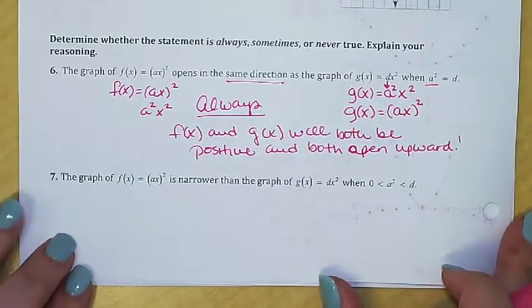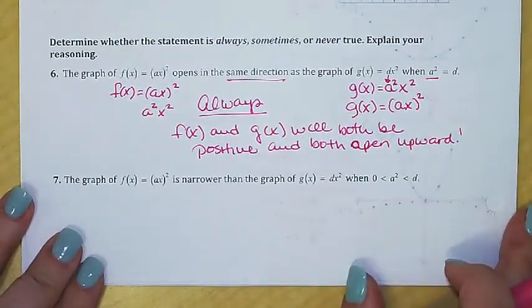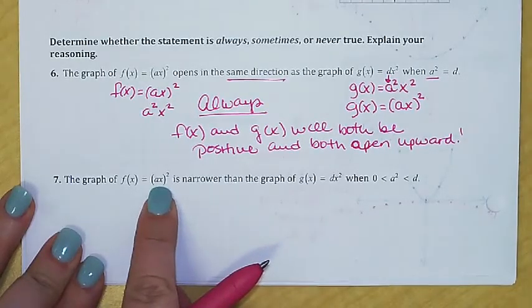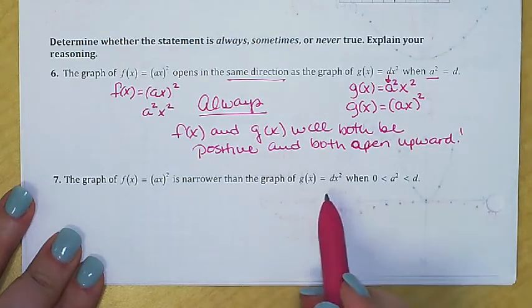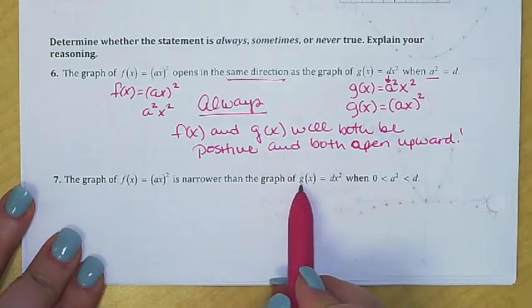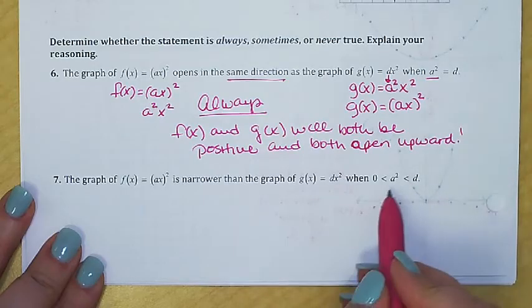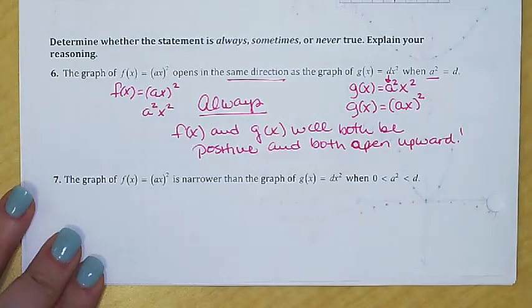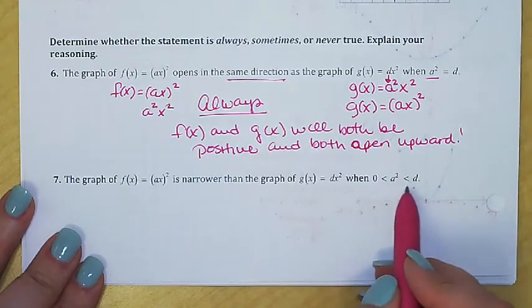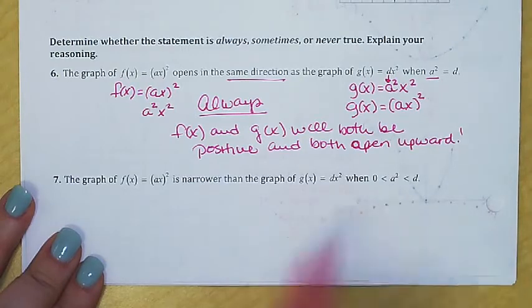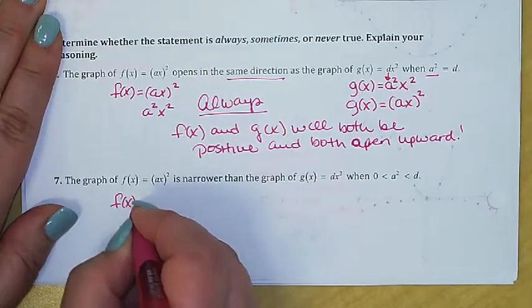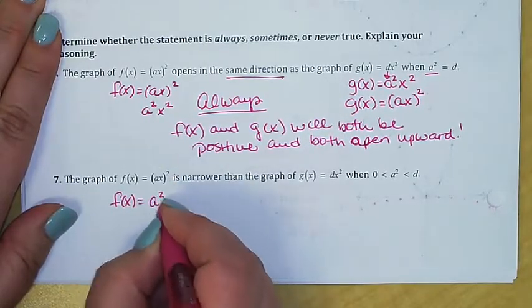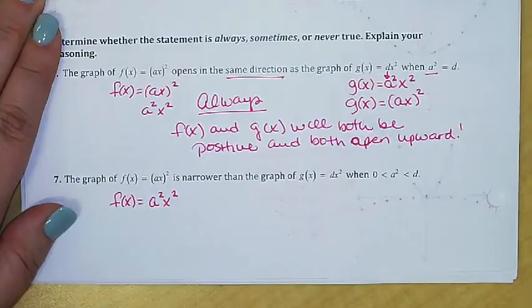All right, let's try number 7. The graph of f of x equals, again, ax in parentheses squared. And they're telling us that that's going to be narrower than g of x, which is dx squared, if d is less than a squared but still positive. Okay, so they're telling us it's positive but it's less than a squared. Okay, so again, if we distribute here, just to compare these, if I distribute my power, I know that f of x is really that.